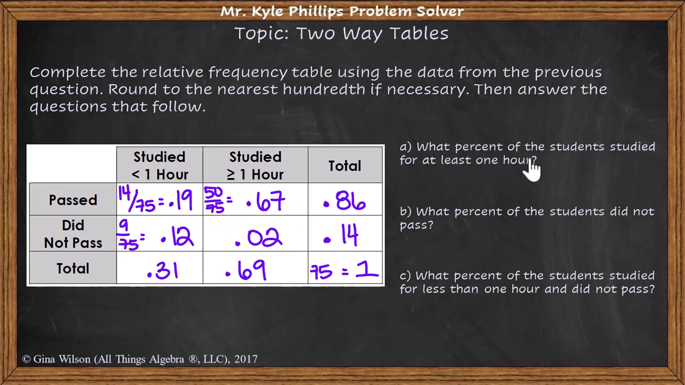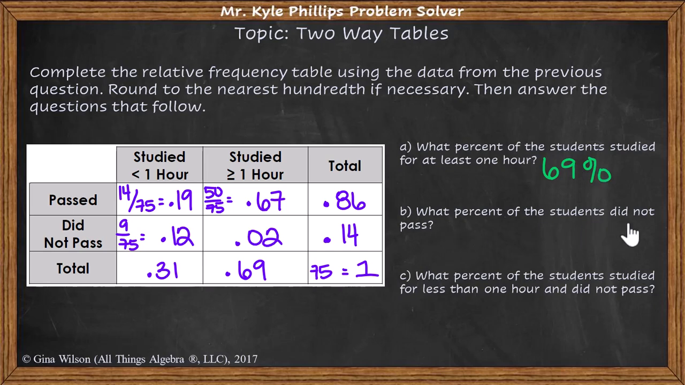So what percent of the students studied for at least 1 hour? Okay, so studied for at least 1 hour, that's a total here. Now I'm not going to say 0.69, this is 69%. So 69% of the students studied for at least 1 hour.